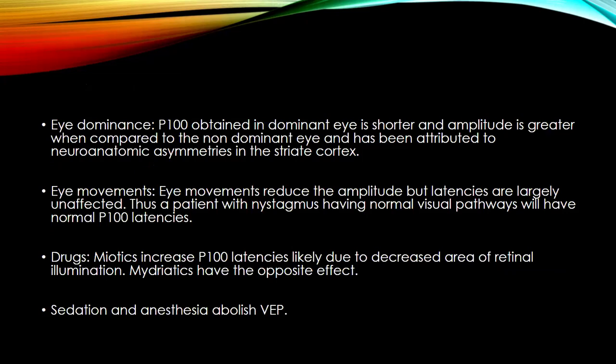And eye dominance: the P100 obtained in the dominant eye usually has shorter latencies and greater amplitude compared to the non-dominant eye, and that has been attributed to the neuroanatomic asymmetries of the striate cortex. Eye movements also matter; as I said, the importance is to get visual fixation. Eye movements can reduce the amplitudes, but latencies are usually unaffected. So a patient with nystagmus having a normal visual pathway can have reduced amplitudes, but P100 latencies will always be preserved.